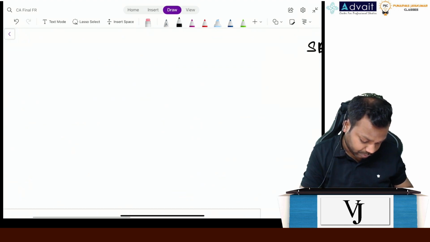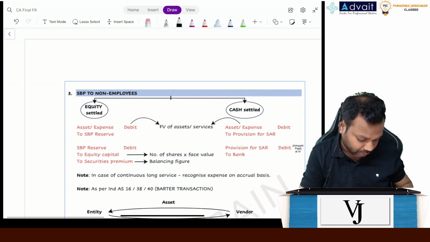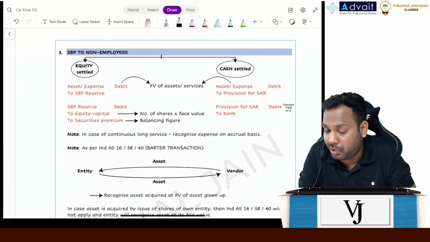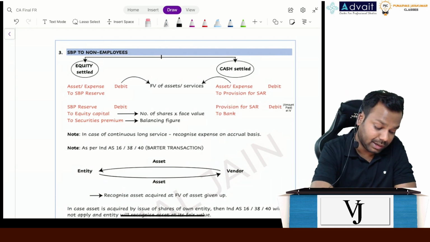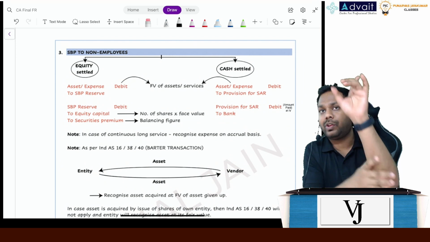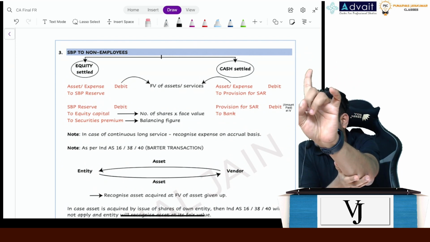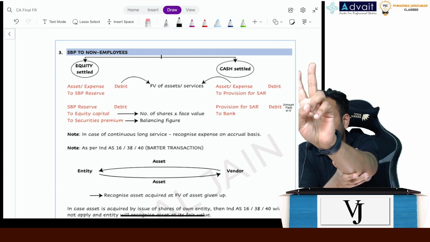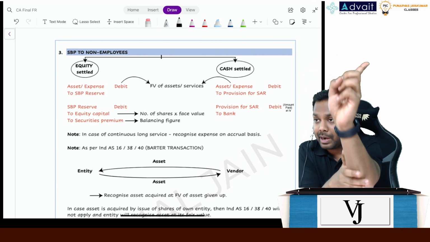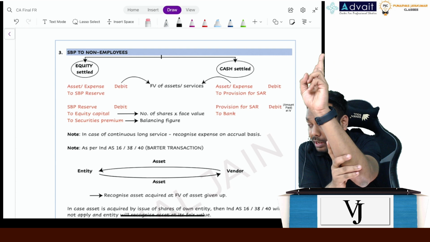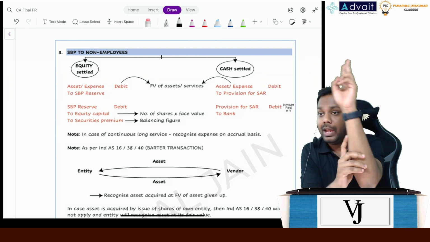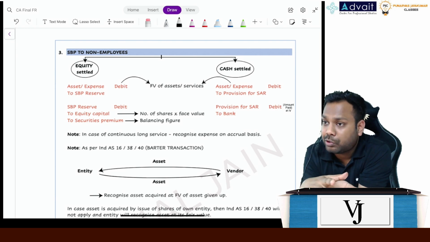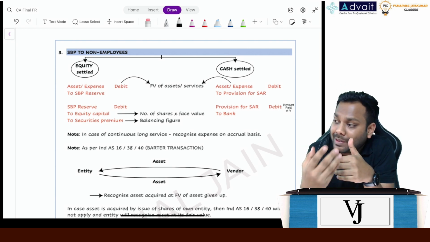So this completes our discussion on share-based payment to employees. I'm just reiterating and revising whatever we discussed. First, we discussed the meaning of share-based payments. I believe it is clear, everyone. Then we discussed the fair value. For equity settled, we take it on the grant date. For cash settled, we take it on the reporting date, every reporting date. Even if the vesting period is over, during the exercise period also we keep on remeasuring it till the time it is settled.